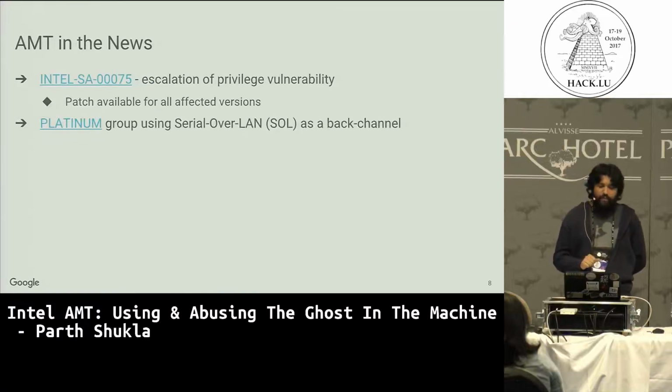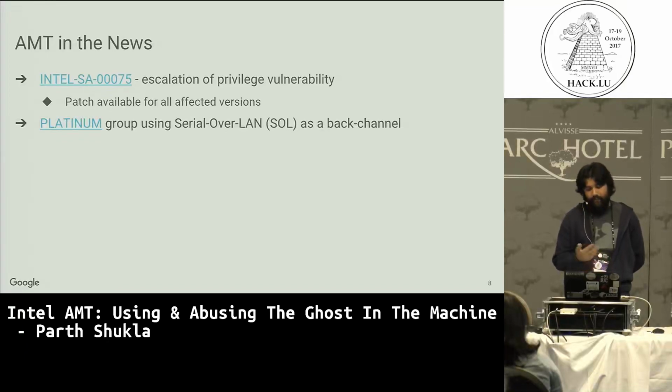Some of you may probably have seen things in the news. AMT has been in the news this year. First, we have the Intel SA75 escalation of privilege vulnerability. This was basically HTTP digest auth could be bypassed with a null response. So this is the easiest vulnerability there was. You just respond with nothing and you're in.